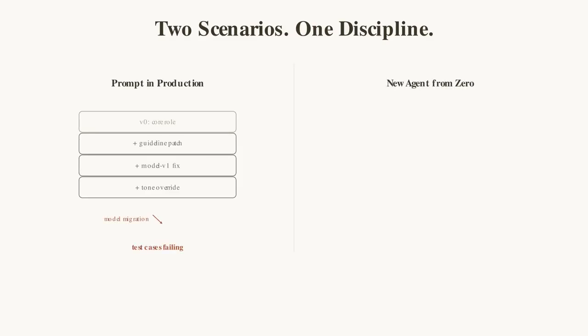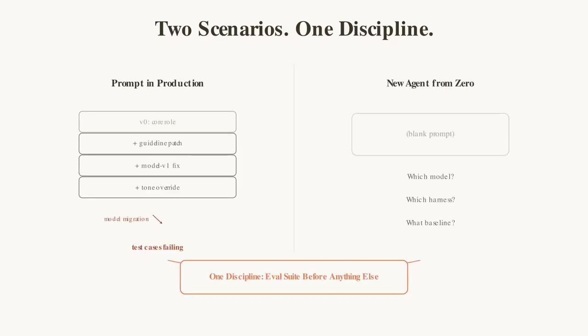2 scenarios engineers face constantly. First, a prompt in production with multiple contributors, no clear owner, and model migration breaking test cases. Second, a new agent from scratch with no baseline. The discipline is the same for both. You need a reproducible test suite before touching anything. Without one, every change is an experiment with no control group.